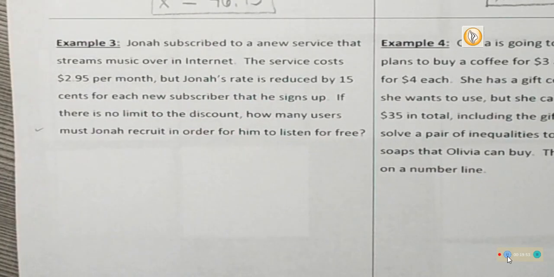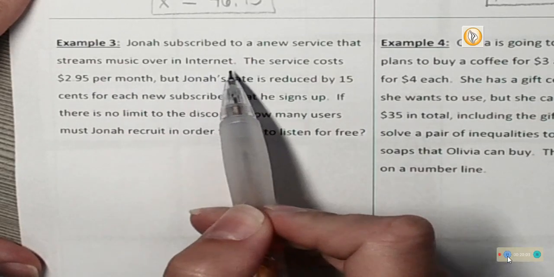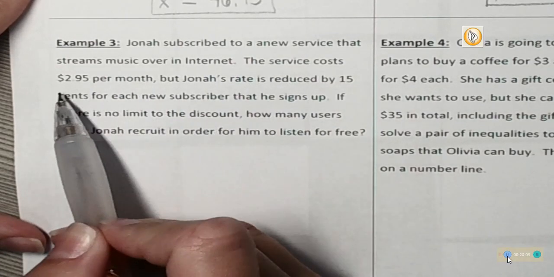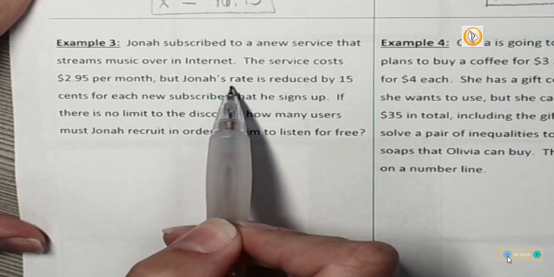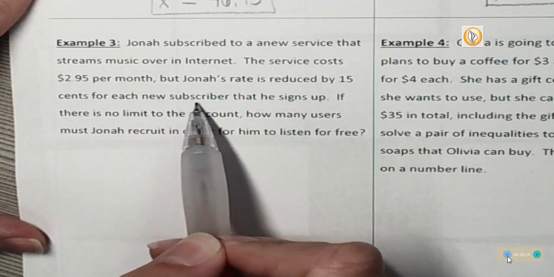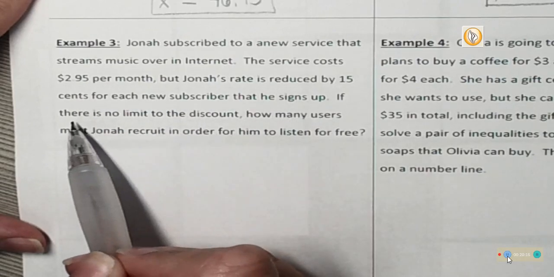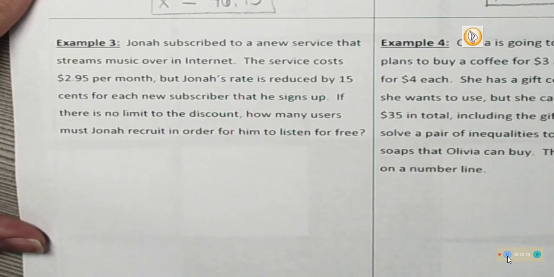Example 3. As I read this, I need you looking out for what is my variable, and what is the total that I'm going for? Jonah subscribed to a new service that streams music over the internet. The service costs $2.95 per month, but Jonah's rate is reduced by 15 cents for each new subscriber that he gets to sign up. If there is no limit to the discount, how many users must Jonah recruit in order for him to listen for free?